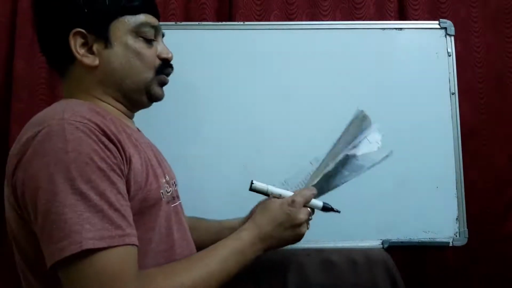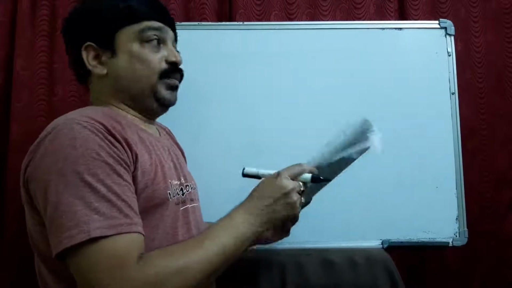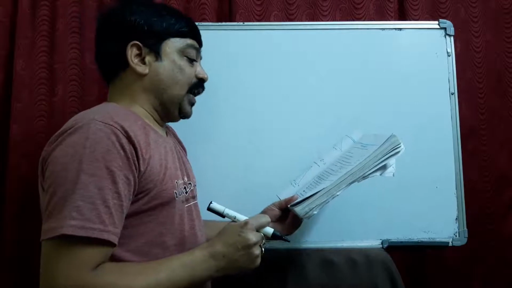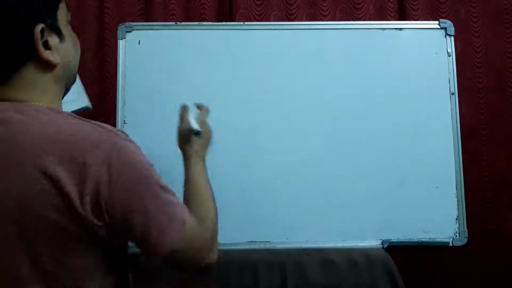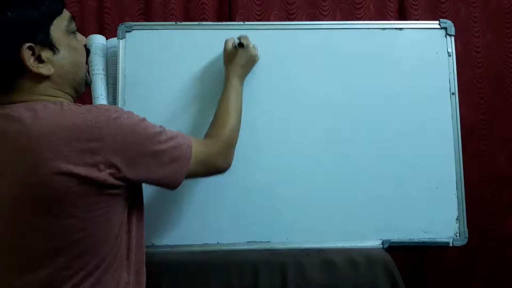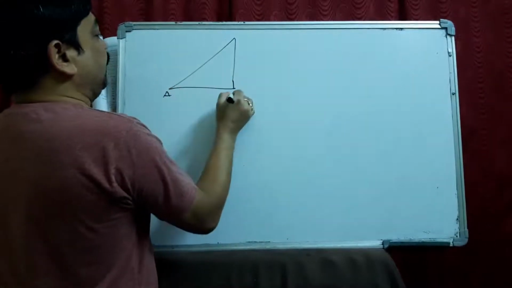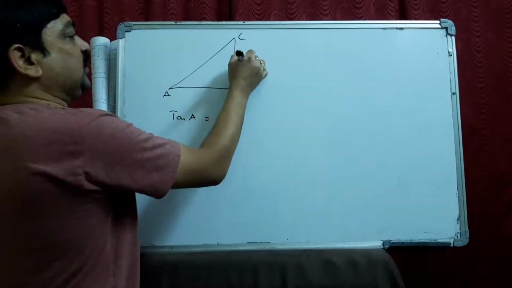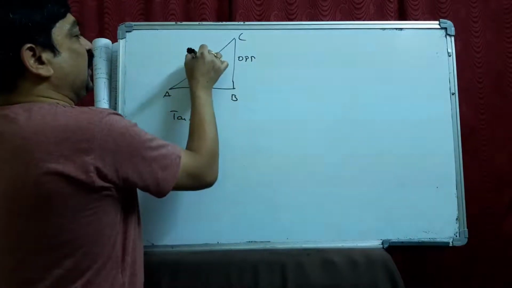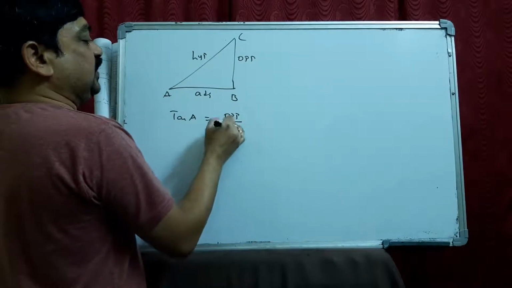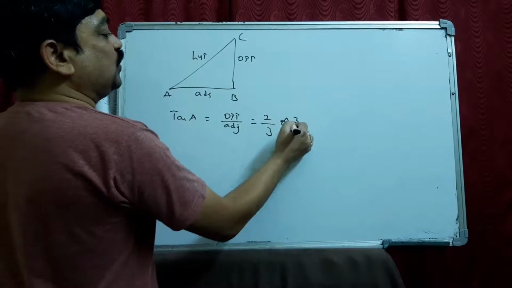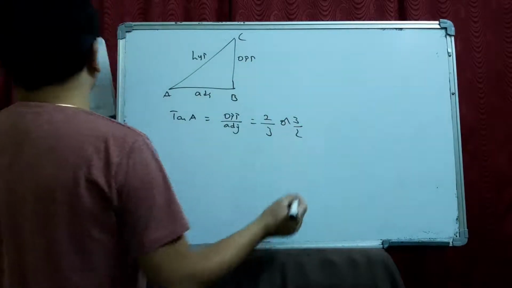Now the last question, the 11th one: state whether the following are true or false. These are very important, which you may get as a 1 mark question in objective, and these are from the basics. The value of tan A is always less than 1. Suppose I take a right angle triangle ABC, tan A is opposite by adjacent. Sometimes it can be 2 by 3, or sometimes it can be 3 by 2 also. So how can it be always less than 1?